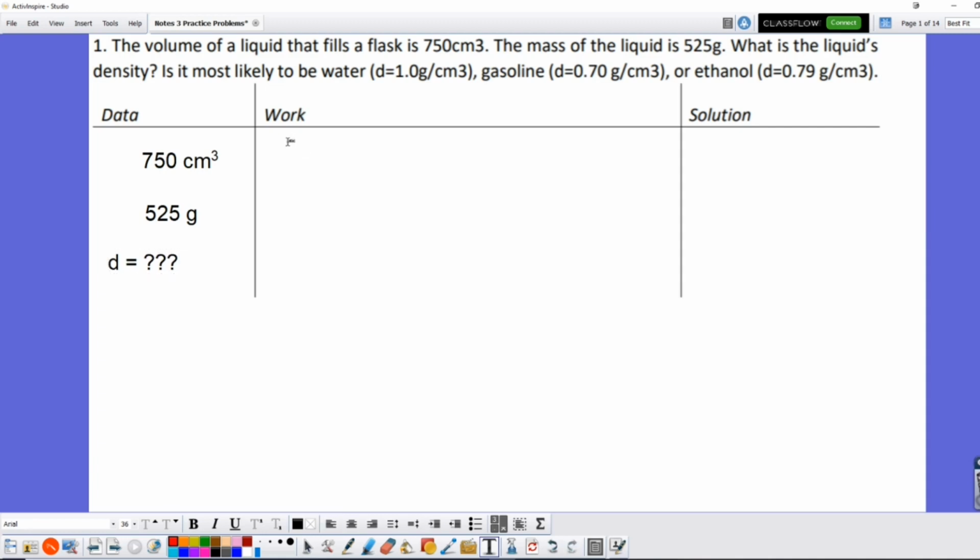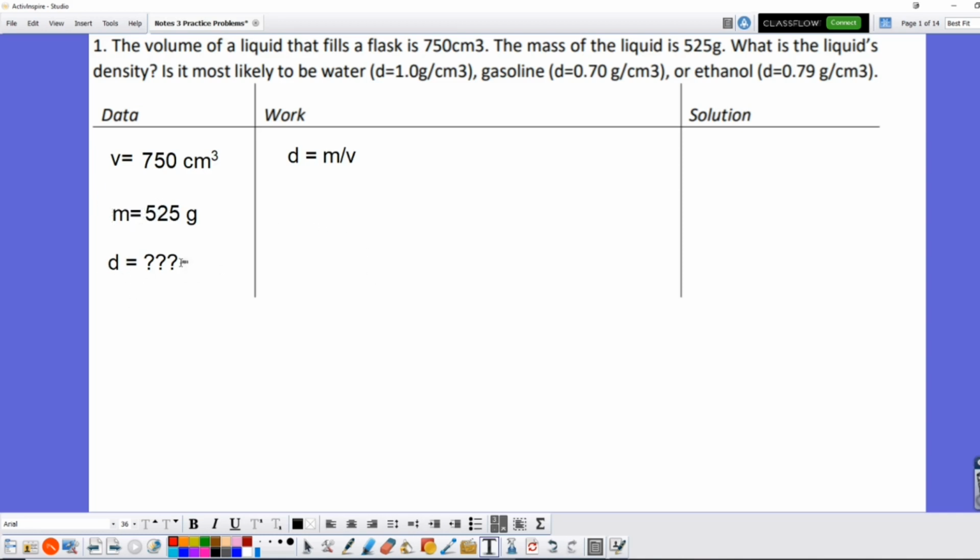In the work section, we need to realize what was the thing that was given to us. What was the formula that was given to us to calculate for density? Well, if we remember, density is equal to mass divided by volume. All right, mass divided by volume. So going back to the data though, let's find out what each of these means. Like, what is cubic centimeters? What is that a unit of? Well, that is actually a unit of volume. So volume is equal to 750 cubic centimeters. And 525 grams, well, that's a unit of mass. Okay, so mass is equal to 525 grams.